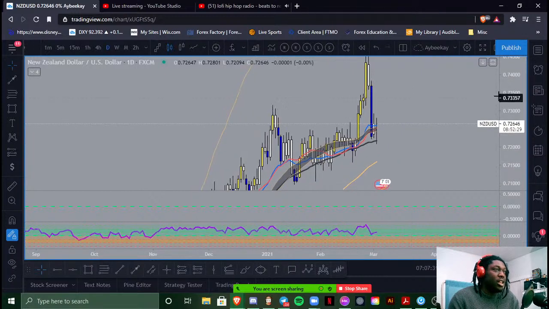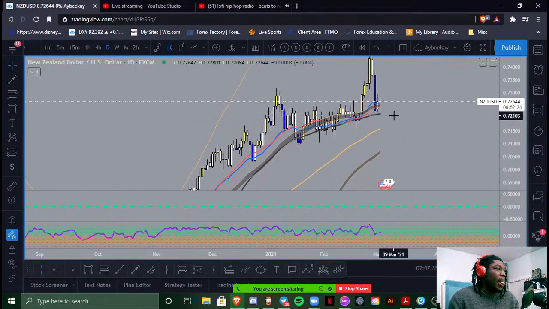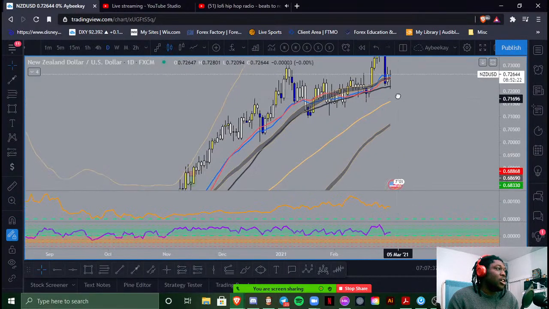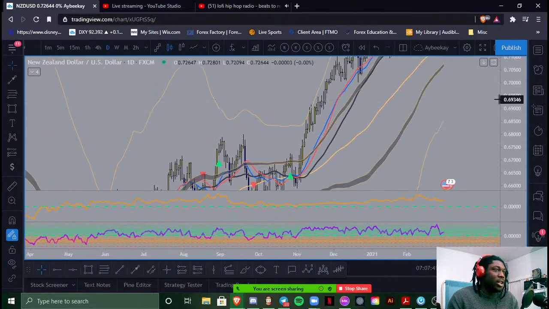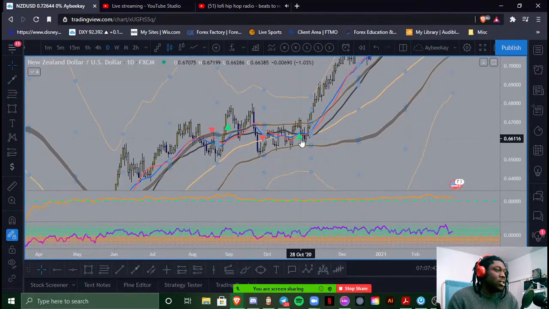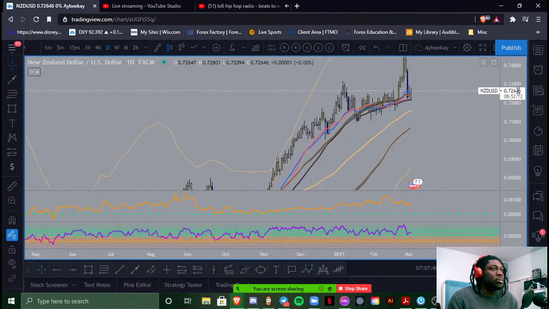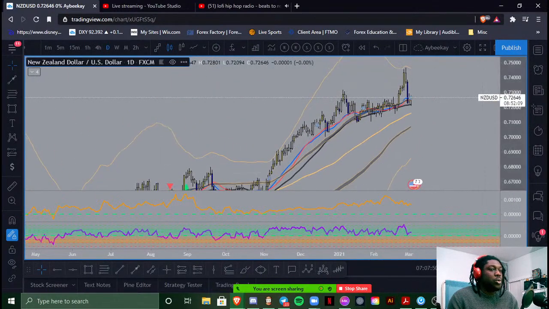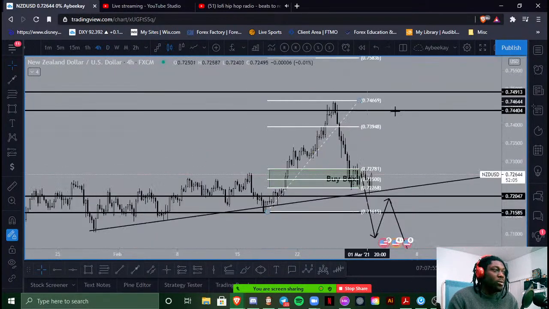It hasn't broken any main structures yet. If this daily time frame calls for a sell, that's when I'll start being bearish on NZD USD. But until then, since October, it's been really bullish. So that's what I have for NZD USD. I hope that was able to help you out.